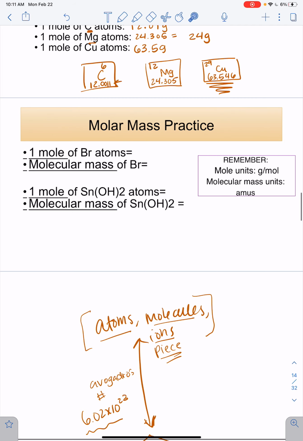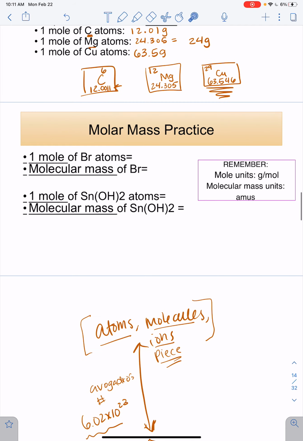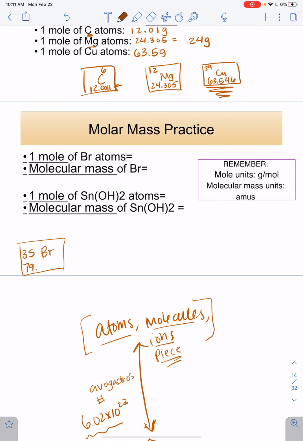Okay, so 1 mole of bromine atoms is equal to, again, you would need your periodic table out for this. Need to go to bromine. Bromine is number 35, and then its weight at the bottom is 79.904. 79.9 is going to round to 80. So it's going to be 80 grams.